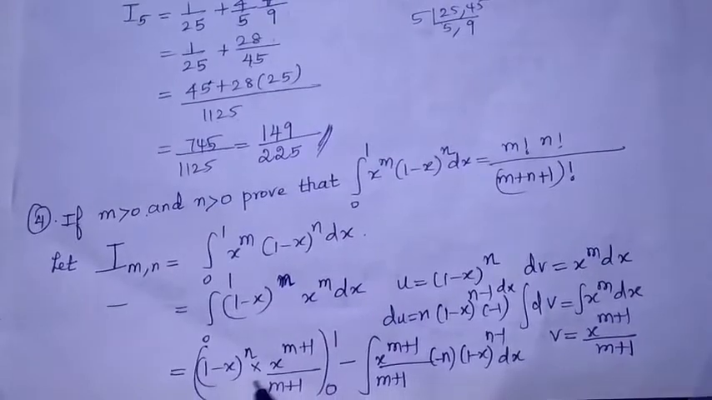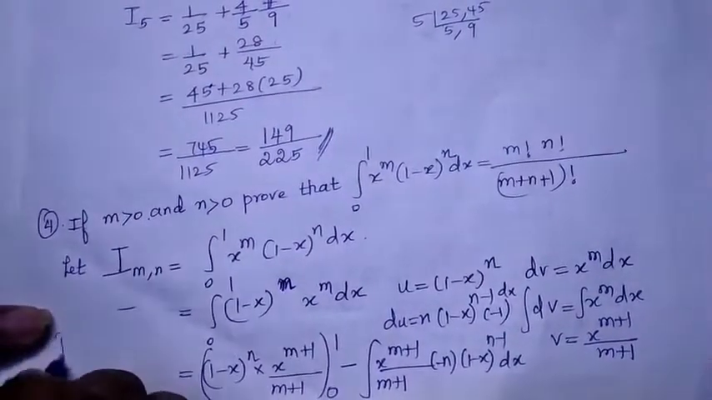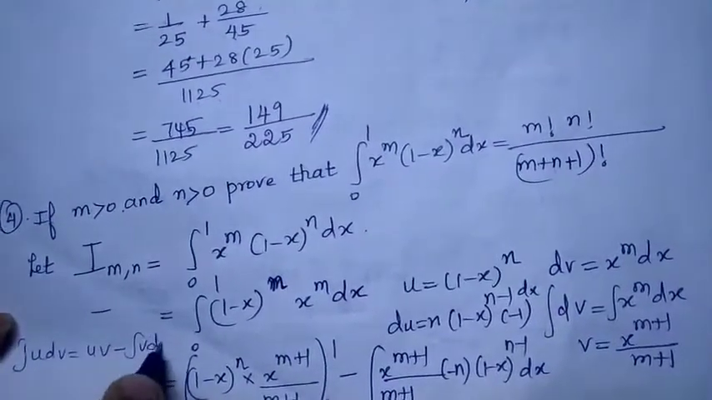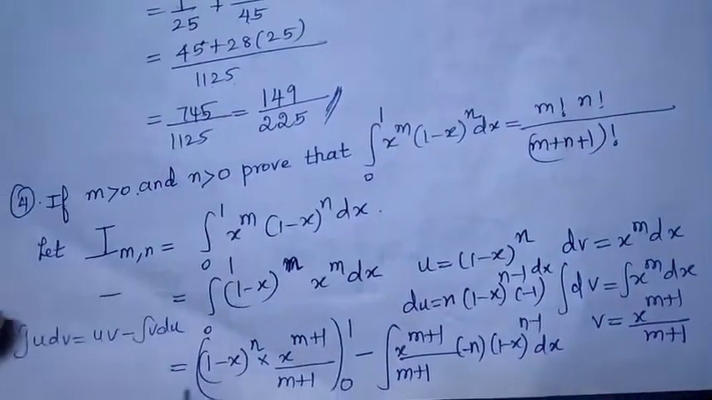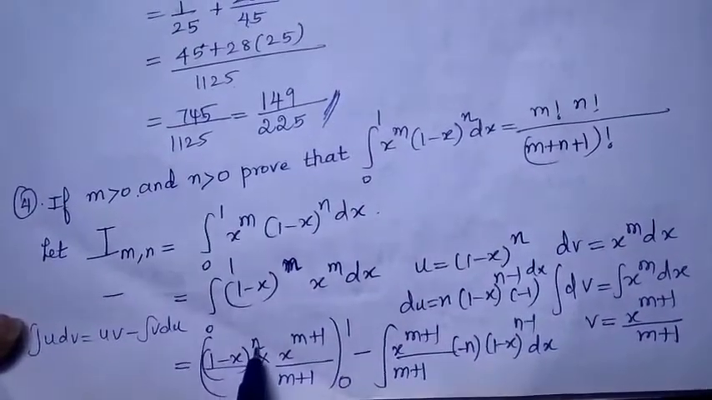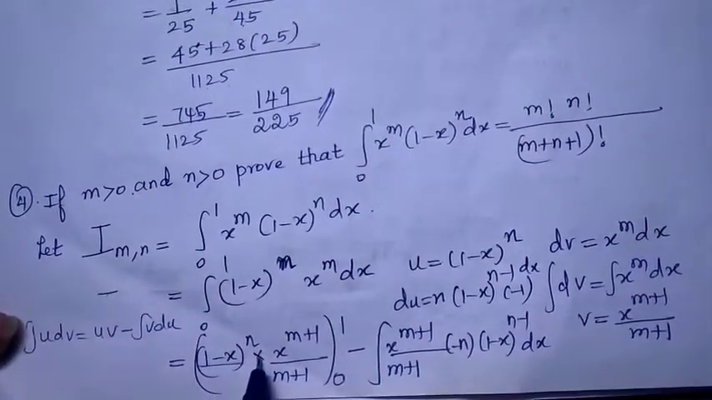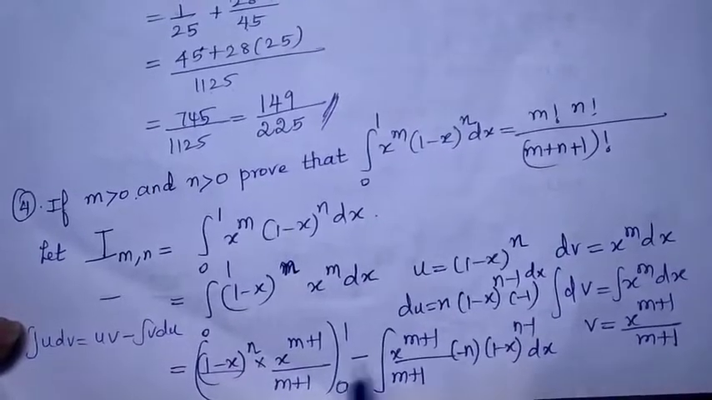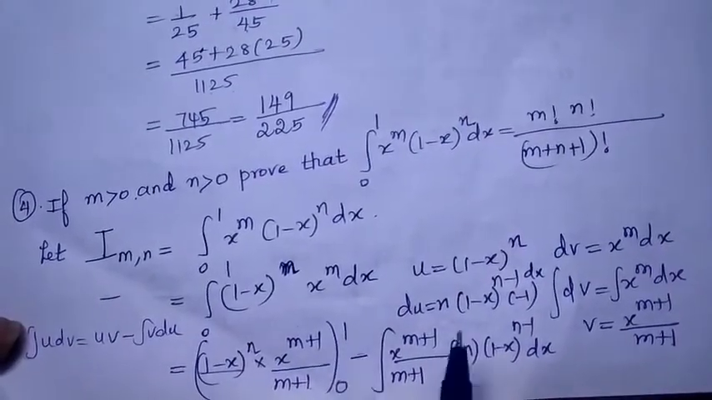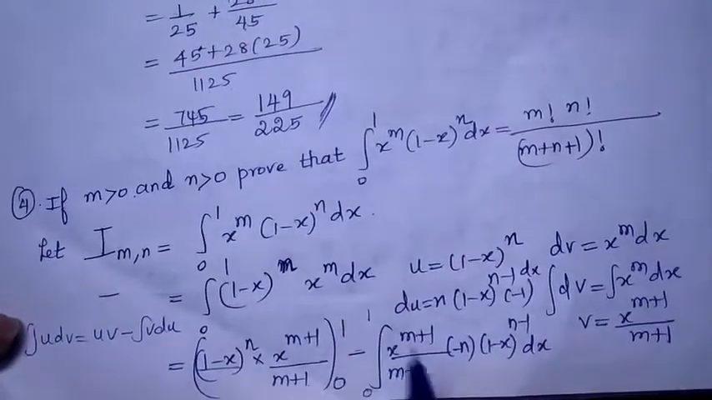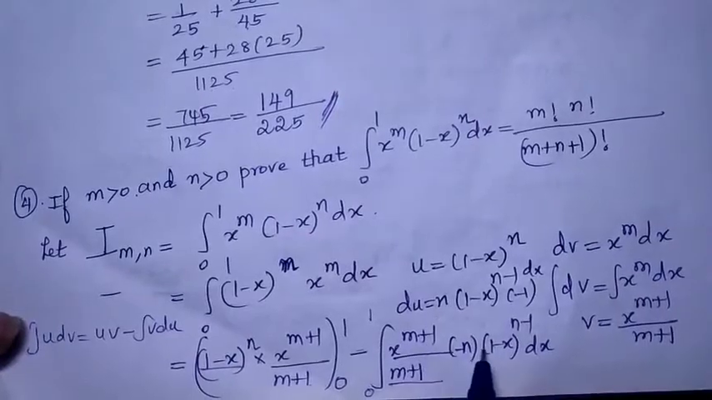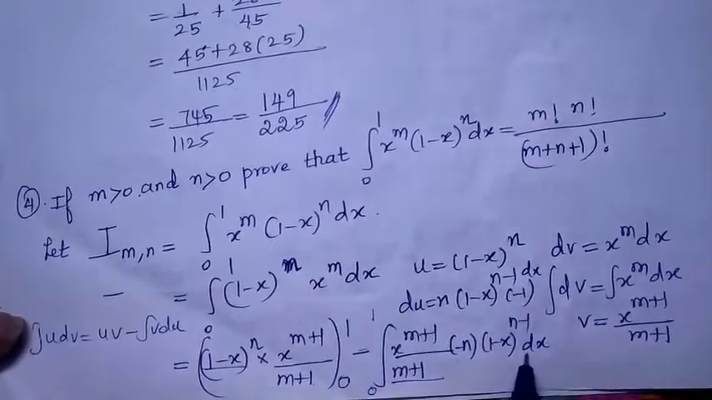Now you apply the formula. What is the formula? Integral u dv equal to uv minus integral v du. So this is the formula we have. Apply the formula. So u is 1 minus x the whole power n into v. What is your v? v is x power m plus 1 by m plus 1. Limit is given, so I am applying the limit, minus integral 0 to 1 v. This is our v. du is minus n into 1 minus x power n minus 1 into dx.